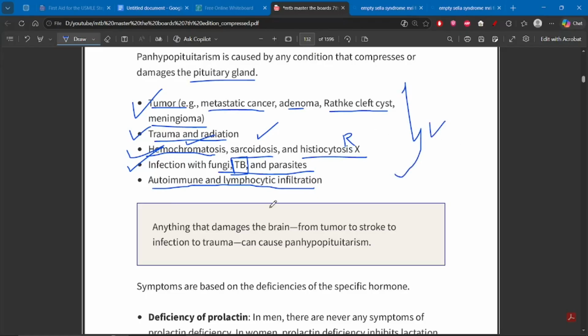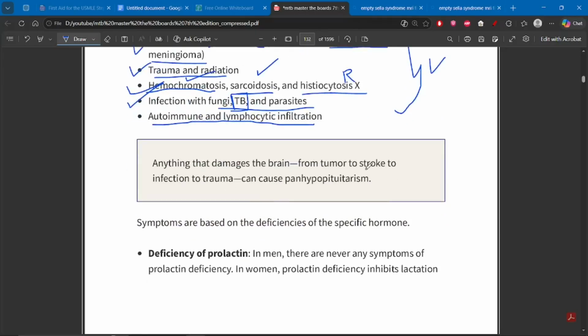Okay, anything that damages the brain, from tumor to stroke to infection to trauma, can cause hypopituitarism. So it's an easy way to remember that anything that can damage the brain can cause it.